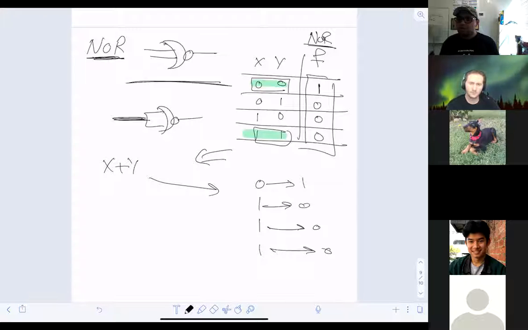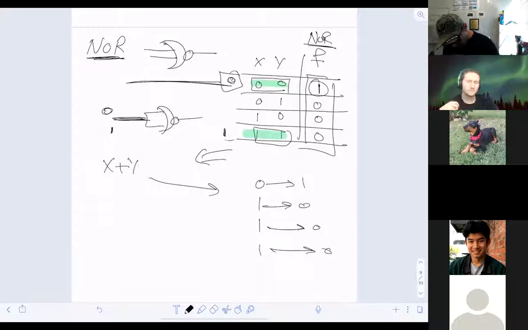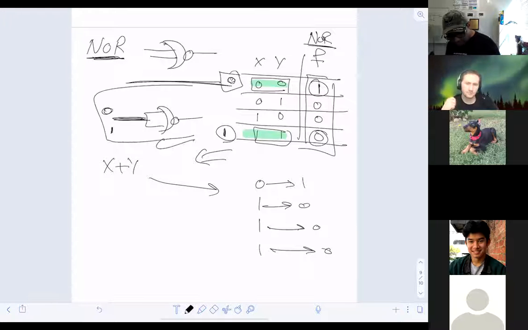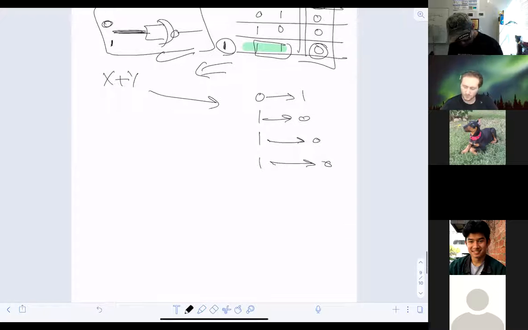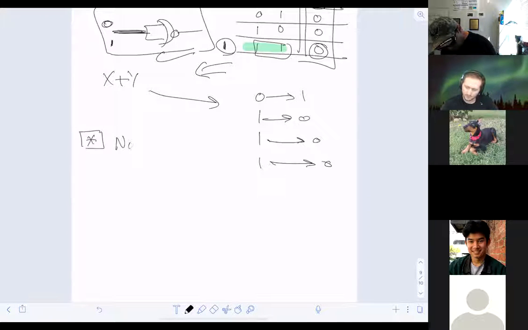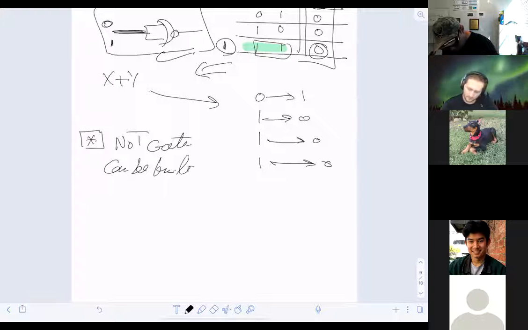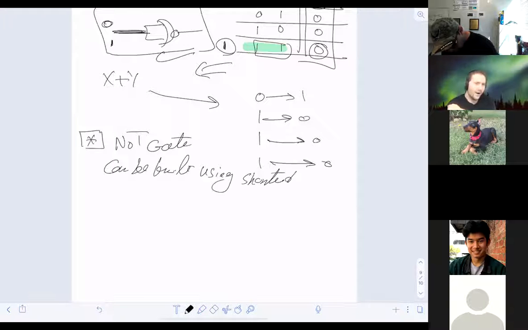Right? Yes. Okay. Anyway, so now if this is zero, that means I'm talking about this guy. If this one, I'm talking about this guy. So if it's zero, it's giving me one. If it's one, it's giving me zero. So this NOR gate also, when I truncate it and make it one input, it will act as a NOT gate. That makes sense? So pretty much I can say that a NOT gate can be built using a shorted input NOR gate.